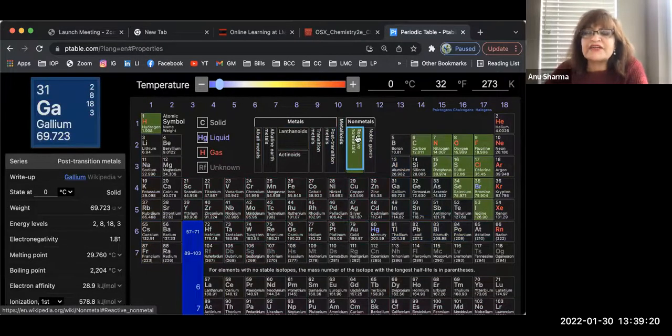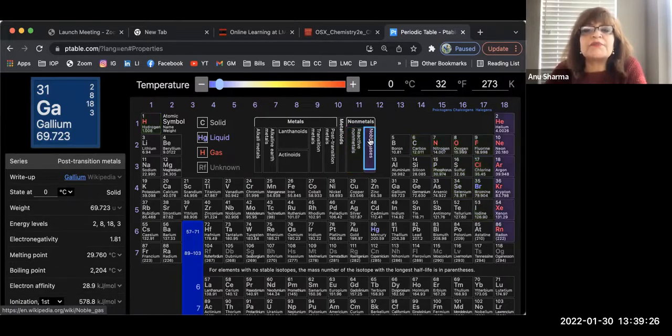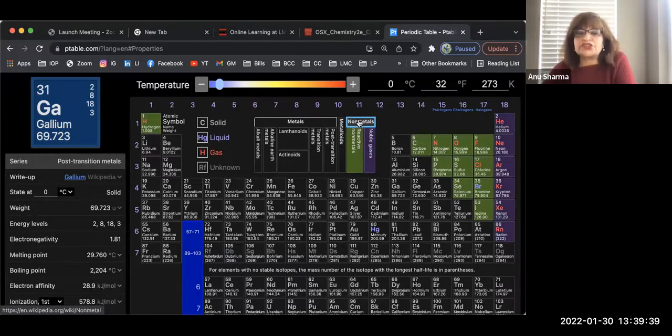Then come the reactive non-metals, the non-metals that form the bulk of the compounds or the molecules we see in the periodic table. Then come the noble gases, which do not react in general, but we can force them to react by changing the conditions, okay?